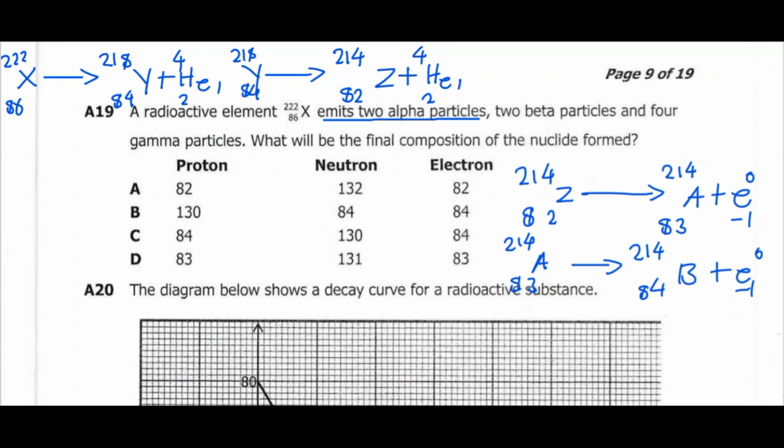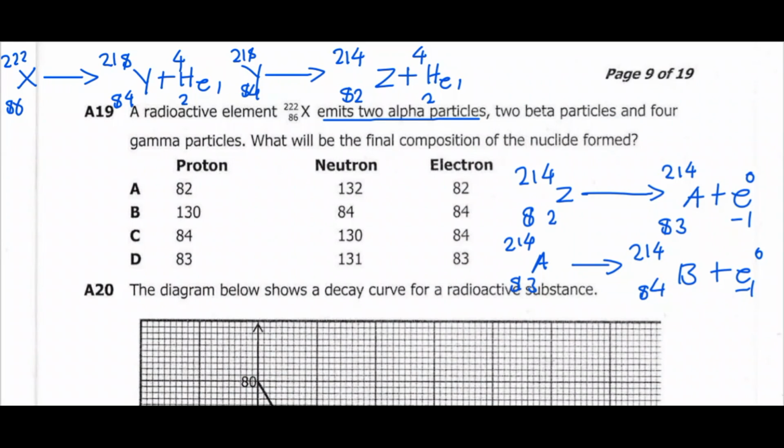Then 4 gamma particles will not change anything, because when a radioactive element emits gamma radiation, the mass number and the atomic number do not change. In terms of these two numbers, it will never change. The only change is that there is a loss of energy from the parent atom.